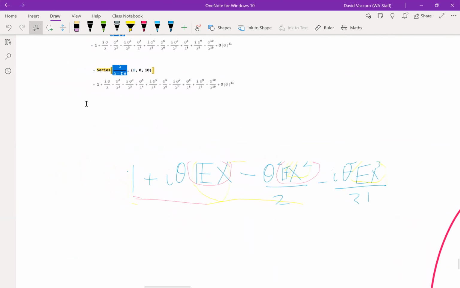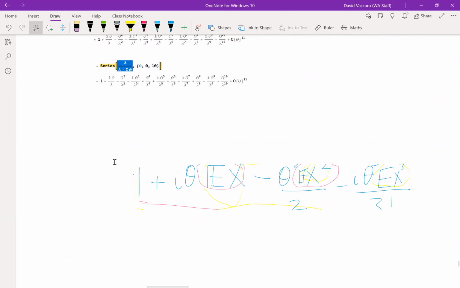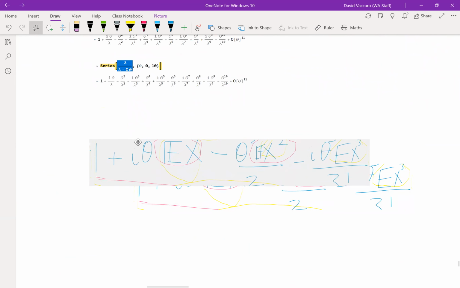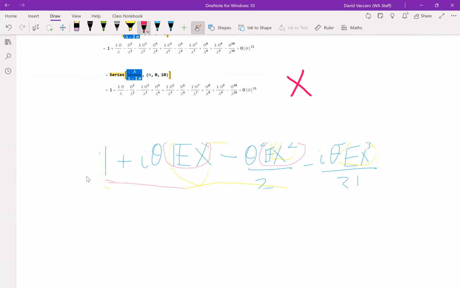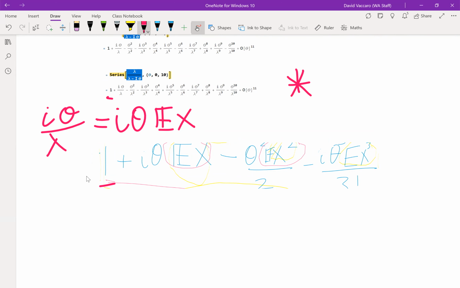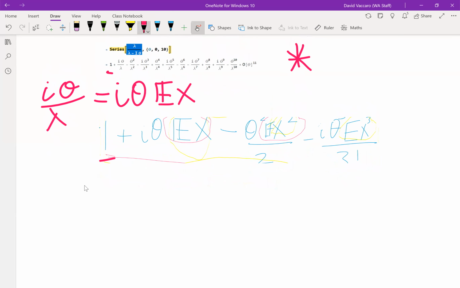Let's see. So what we can see, let's compare the two series. They both start with a 1, that's good. The term up here is i theta over lambda. The term here is i theta times the expectation of x. So just comparing the two, the coefficients need to be the same. So we've got that the expectation of x is theta over lambda.